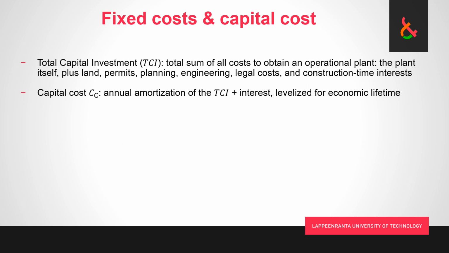So capital cost is the annual amortization of the TCI. So we've paid a bunch of money and we have to amortize that investment, and we have to pay interest until all of it is amortized. So we levelize this cost for the economic lifetime of our project, and we get a certain annual sum which we call annuity that we have to pay as fixed capital cost every year, and we mark this with CC.